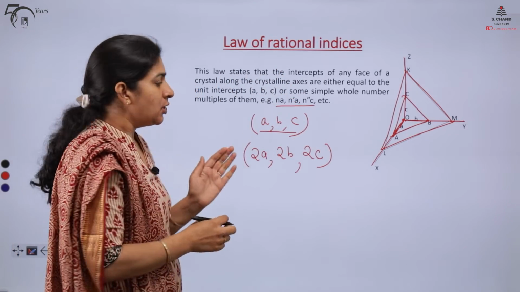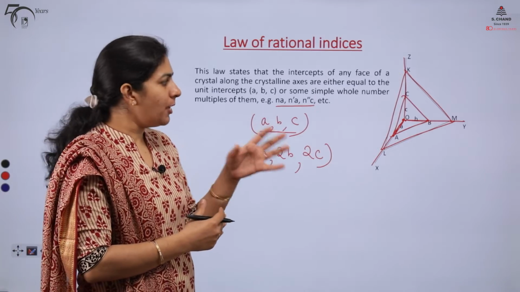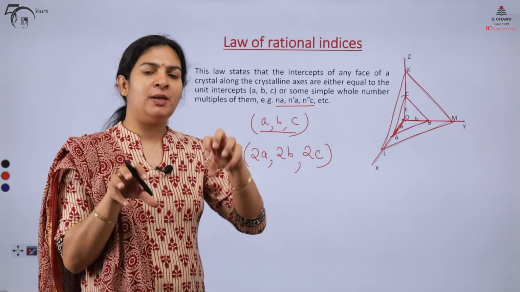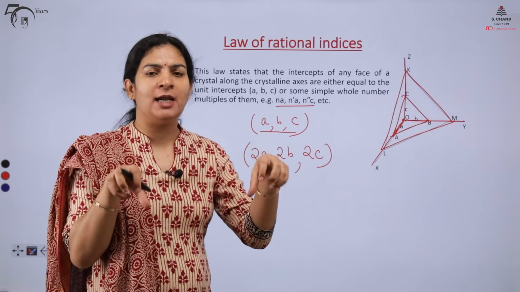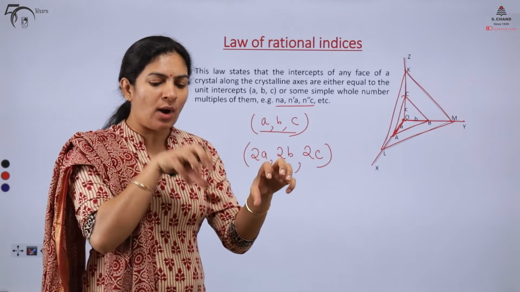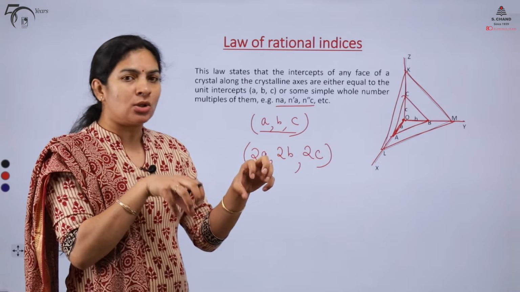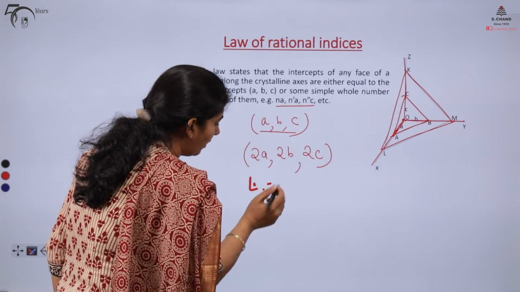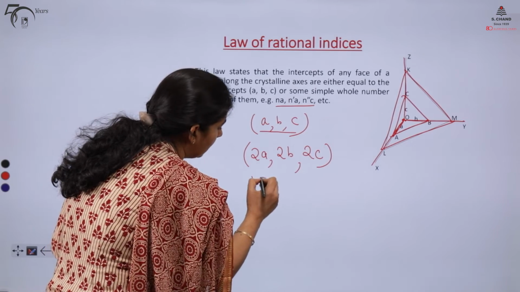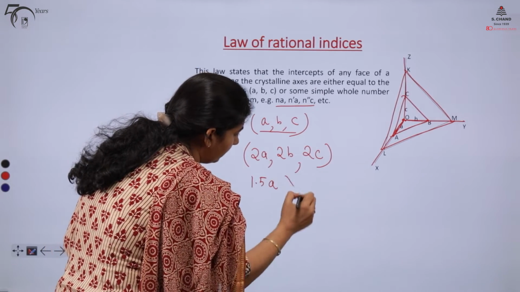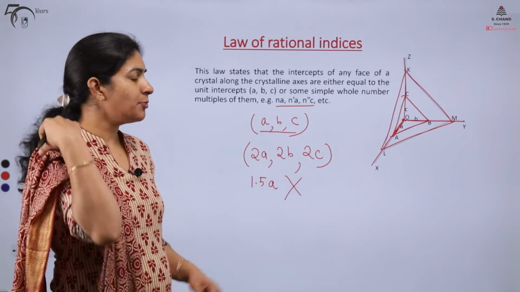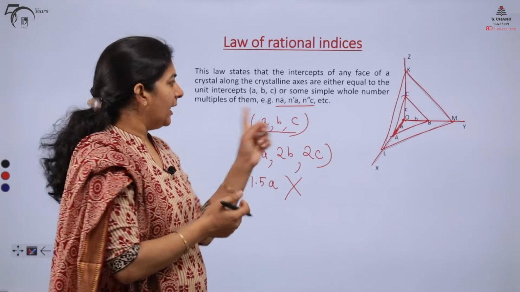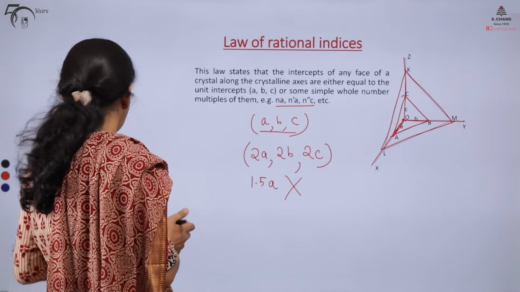There is no concept of fractional intercepts, right? We cannot have them. The simple logic behind this is that atoms are placed at their respective lattice positions. There is no atom in between, right? So there is no concept of fractional intercepts. We cannot have an intercept of 1.5a. These intercepts will always be integral multiples of A, B and C.